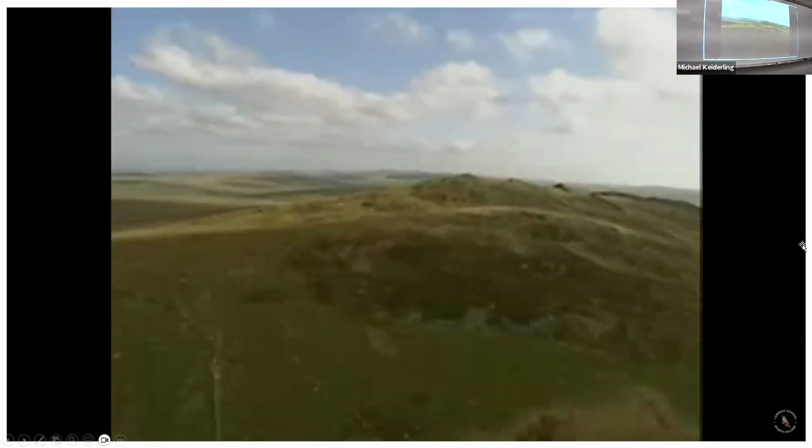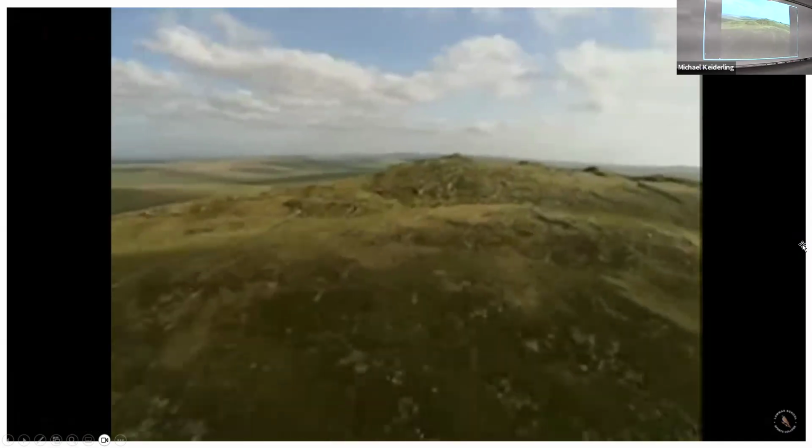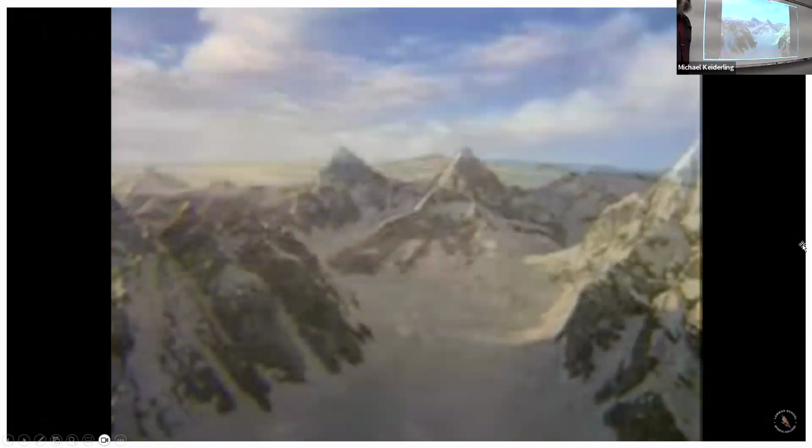Believe it or not, the rolling countryside of Cornwall in southwest England used to look more like the Himalayas or the Alps.